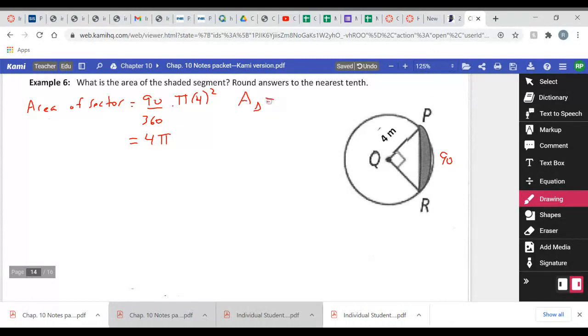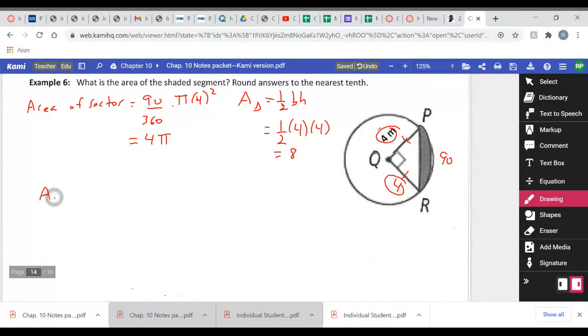Area of a triangle is 1/2 base times height. Here, I know that if one radius in the picture, QP, is 4, then QR has to be 4 also. Remember, the radii are congruent to each other. And in this case, it's not an equilateral triangle, it's a right triangle. Remember, the base and the height always have to form a right angle with each other. And because it's a right triangle, these two legs do form a right angle with each other. So they are my base and my height. So 1/2 times 4 times 4, and that gives me 8.